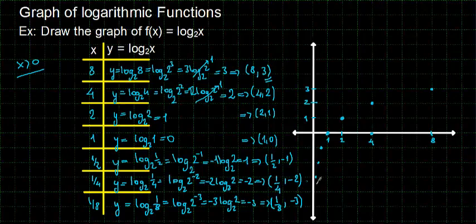So if we draw the graph of the logarithm base 2 of x function, it's going to be something like this. It's going to be a curve again, and this is the graph of y equal to logarithm base 2 of x. It's going to be okay.